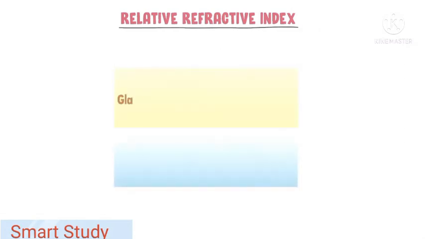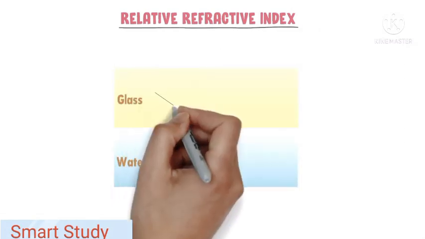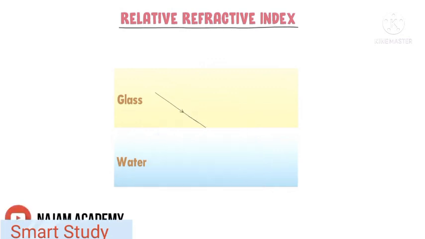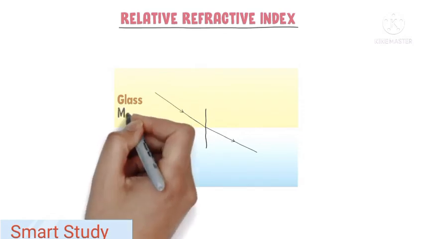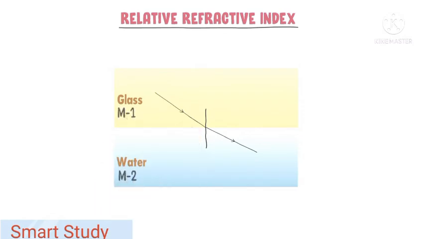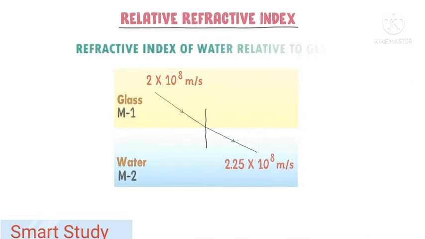Let's consider a glass and water. Let an incident light ray be traveling from the glass into the water. So it is refracted away from the normal in this case. Let glass be the first medium and water the second medium. The speed of light in the glass is 2 × 10^8 meters per second, while the speed of light in the water is 2.25 × 10^8 meters per second. I am interested to find the refractive index of water relative to glass, or the refractive index of the second medium relative to the first medium.